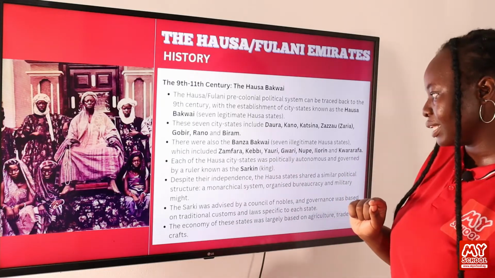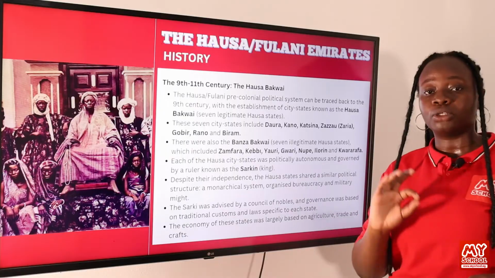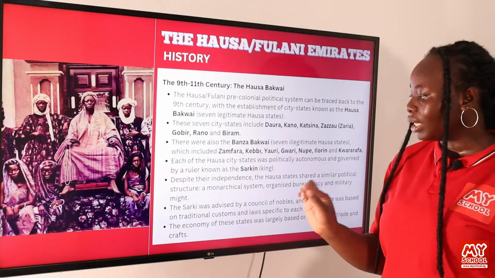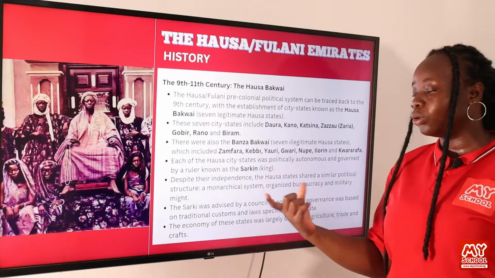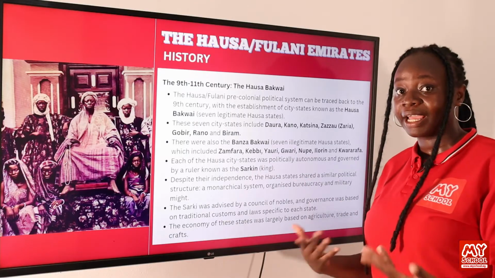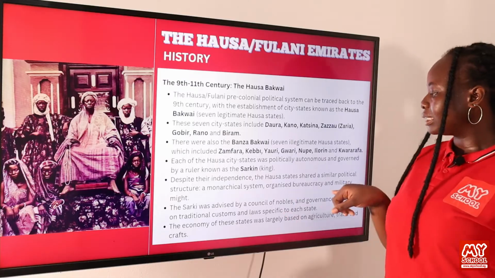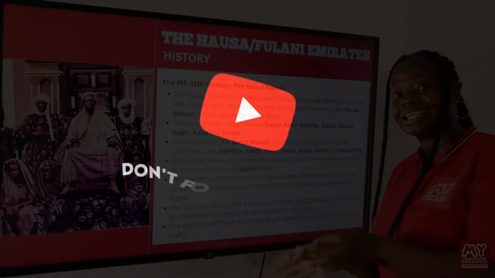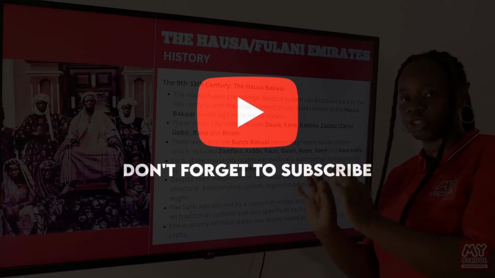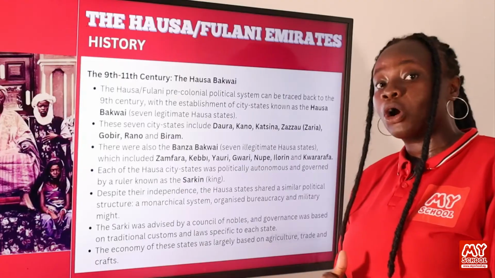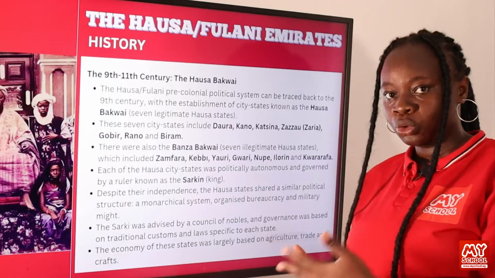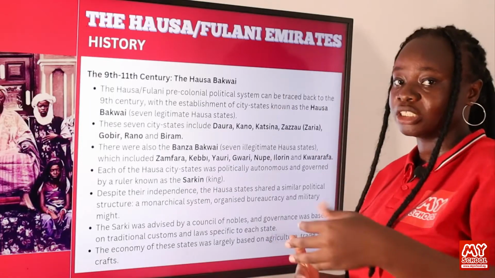Despite their independence, the Hausa states shared a similar political structure, which was a monarchical system, an organized bureaucracy, and military might. A monarchical system in the sense that it was ruled by a king, a Sarki. Then it had an organized bureaucracy in the sense that they had officials who had designated responsibilities within each of the states. And these responsibilities were organized in a hierarchical structure. The ones at the lower level were reporting to those at the upper level.